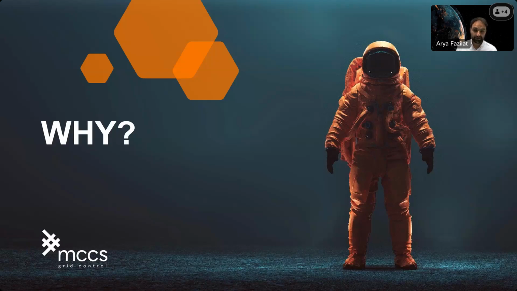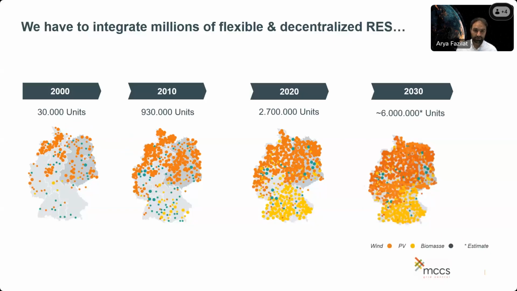Integrating 100% of renewable energies in Germany looks a bit like this. We started in the year 2000 with 30,000 units of decentralized and flexible renewable energy assets, such as wind, solar PV, and biomass. You see the numbers are increasing very, very fast and very, very strong. In 2010, we already had almost 1 million units. In 2020, we had almost 3 million units, and we are going higher and higher.